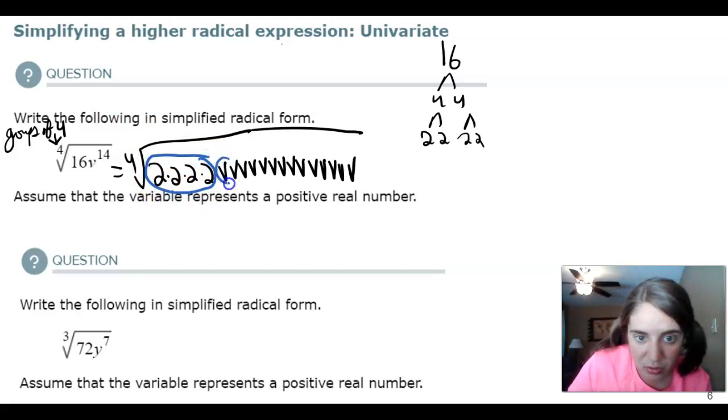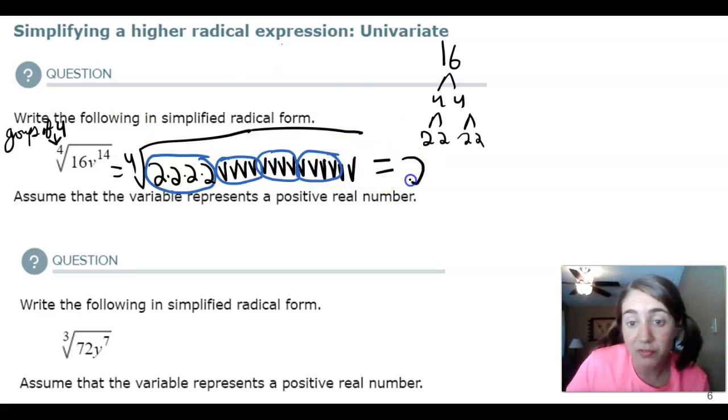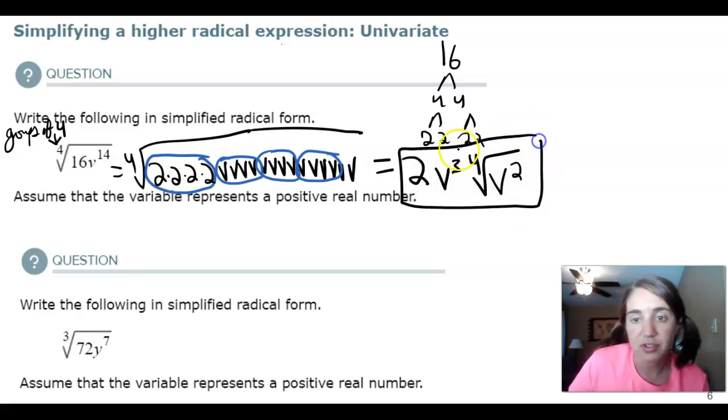So there's 4, 4, 4, 4. If I rewrite this, one group of 2's can come out, 1, 2, 3 groups of v's can come out, and then I have 2 v's left inside. So that's what that would simplify to.